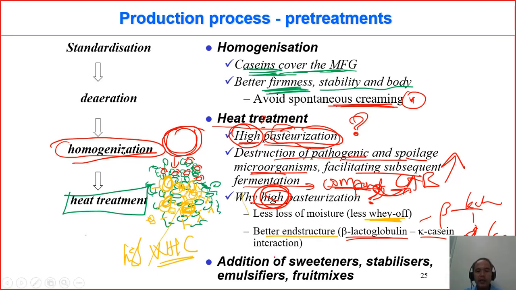And then in making yogurt, there are some steps where they also add sweetener, some sugar for example, to improve the taste. They may add some stabilizer to improve the texture, emulsifier, or add some fruit mixes, flavor and so on to diversify the products.